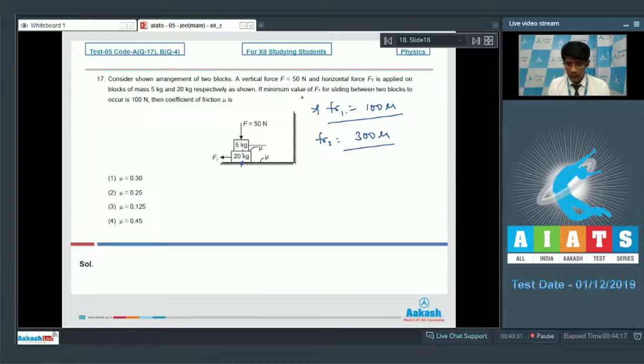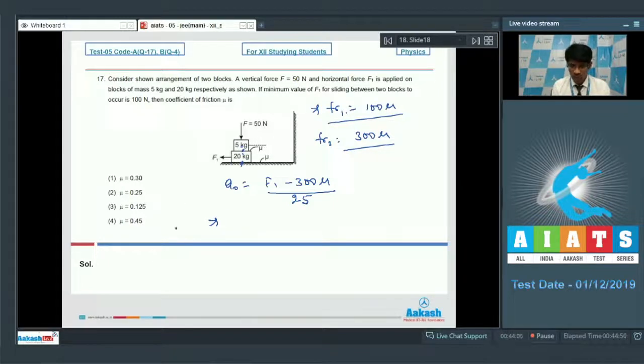Now, the minimum value of F1 for sliding between two blocks to occur is 100 Newton. So we may almost assume that there must be some sliding at this surface. So let's say whole of the system is moving with acceleration a0. I would say a0 must be equal to F1 minus 300 mu divided by 25. This is the common acceleration for both of these two masses, and it's already been said that at this point just the state of impending motion is happening.